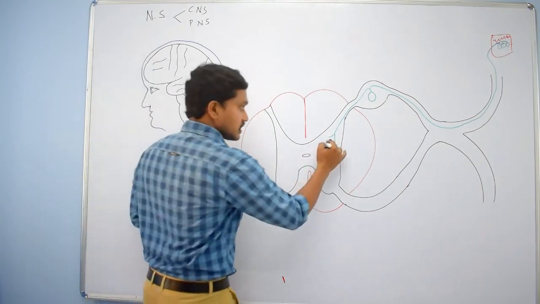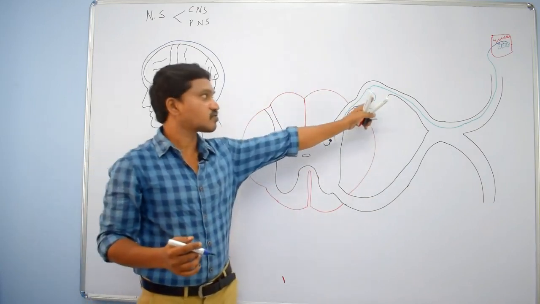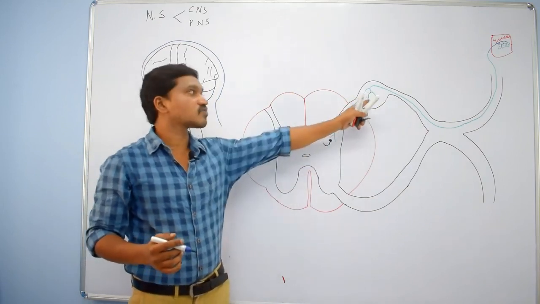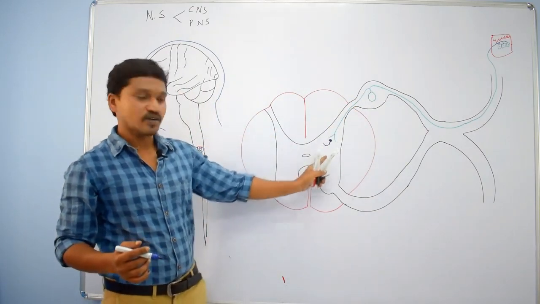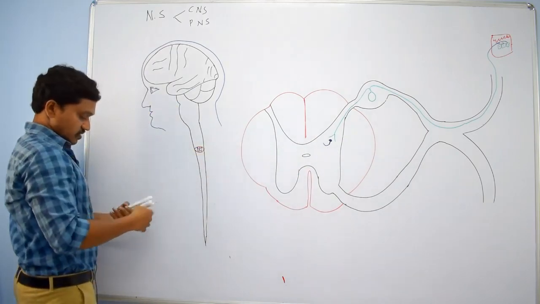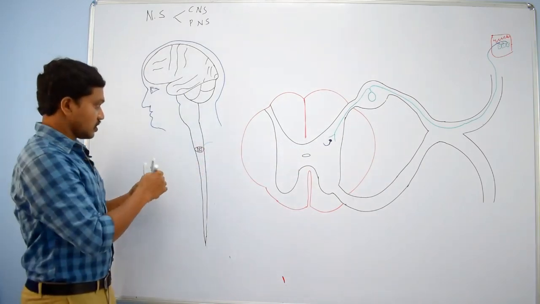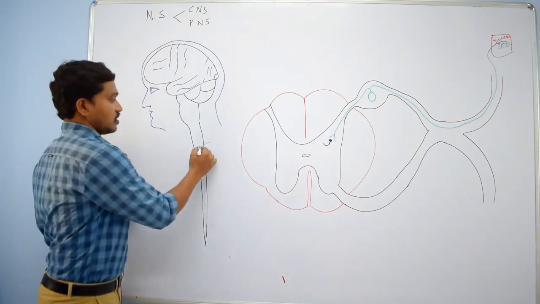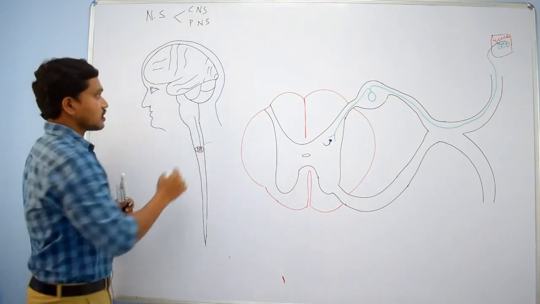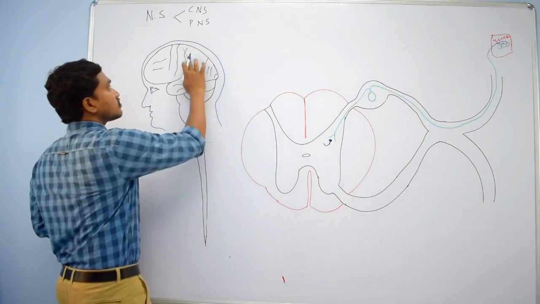Now this pain information is carried by another neuron. This is one neuron, the first neuron, and this is the second neuron. So usually we call this the first order neuron and this the second order neuron. So that information reached here, okay, and from here the second order neuron starts, passes through the spinal cord and brainstem, and reaches the structure which is present here.